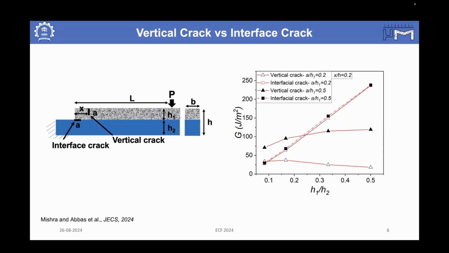So here you can see that when the coating thickness is very low, the H1 by H2 ratio is very low, there is a very high chance of the vertical crack to happen. But when the coating thickness is higher, the driving force for the interfacial crack is higher. So we want to keep our coating thickness higher as compared to the substrate thickness. And that is how we came up with the dimensions of the coating.